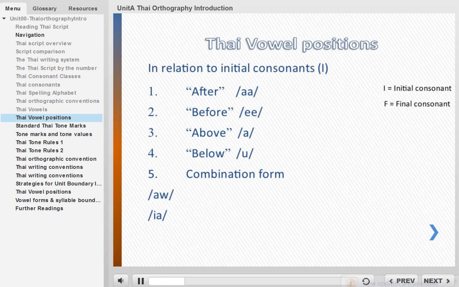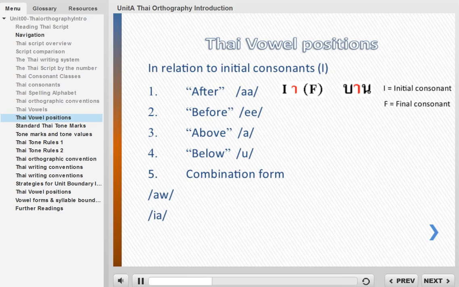First, the after set has the fixed position after the initial consonant. The position of the final consonant, if there is one, is after the vowel. The example shows the long vowel A. This is the only vowel position used in English and other Latin-based writing systems.